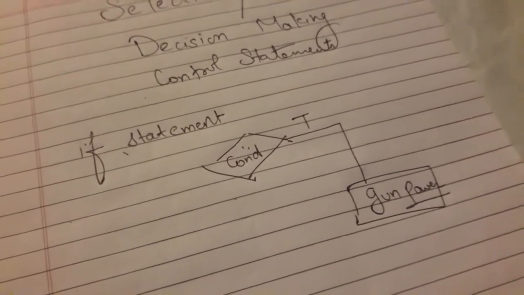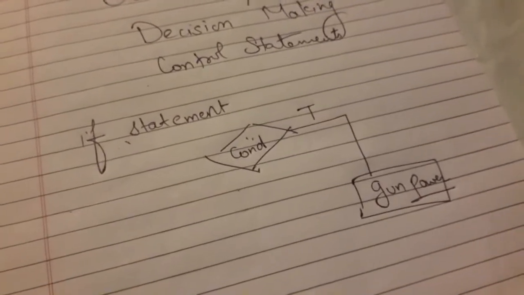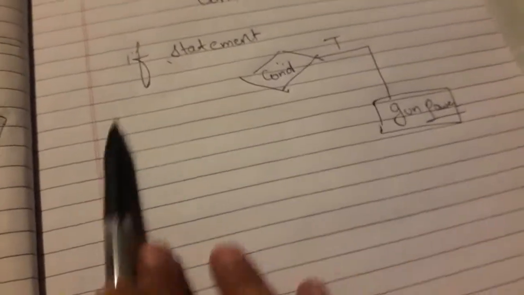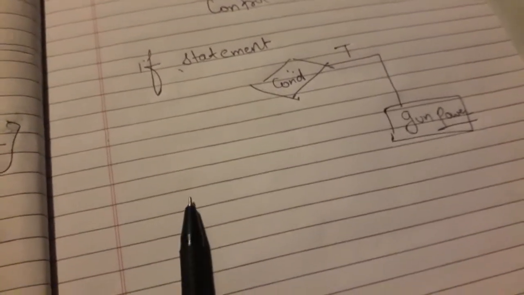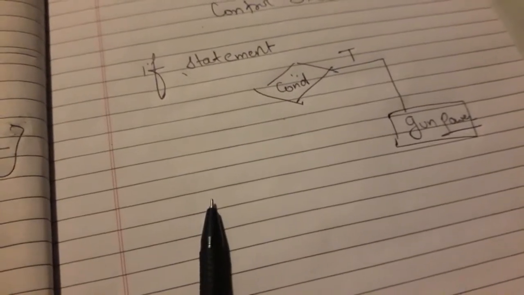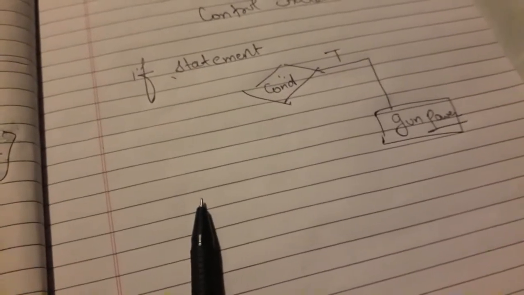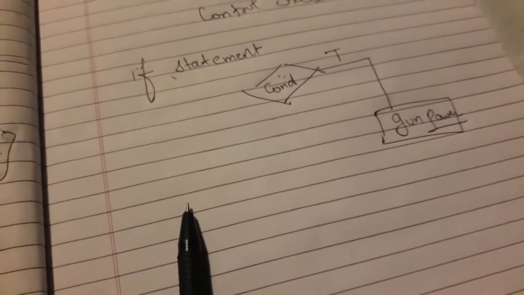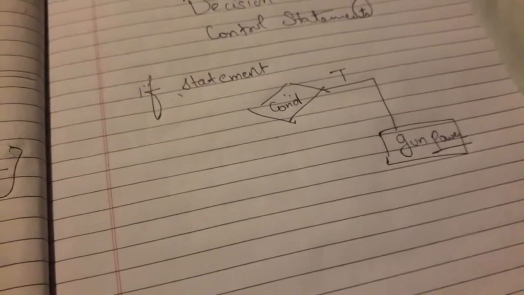If this is true then it's okay, otherwise things go on, right? Clear? There is no other. This is not bi-directional. You can use it as bi-directional, but it's not recommended, because that is not a very good programming practice.